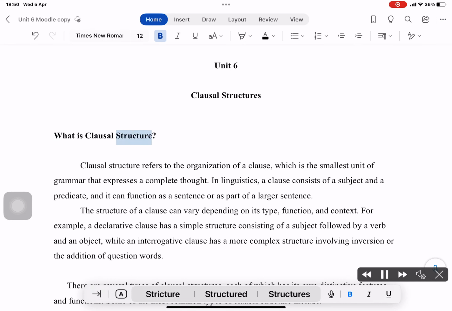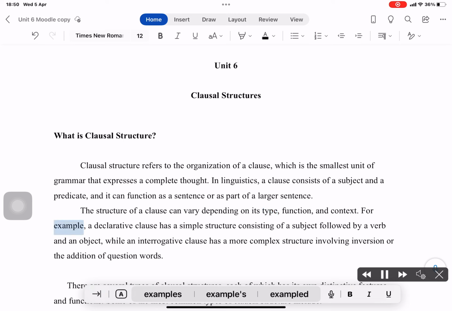What is clausal structure? Clausal structure refers to the organization of a clause, which is the smallest unit of grammar that expresses a complete thought. In linguistics, a clause consists of a subject and a predicate, and it can function as a sentence or as part of a larger sentence. The structure of a clause can vary depending on its type, function, and context.